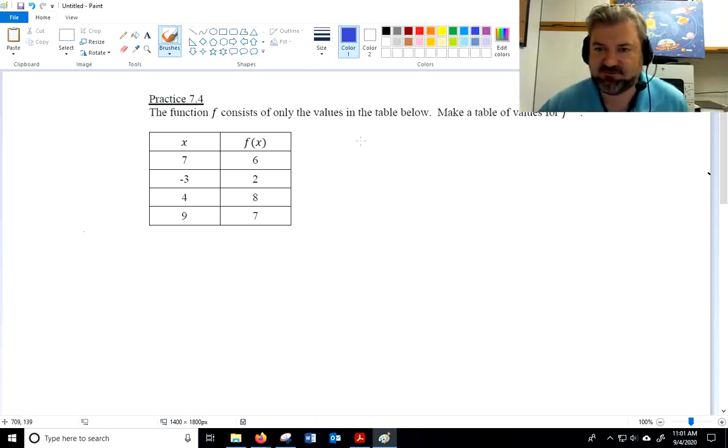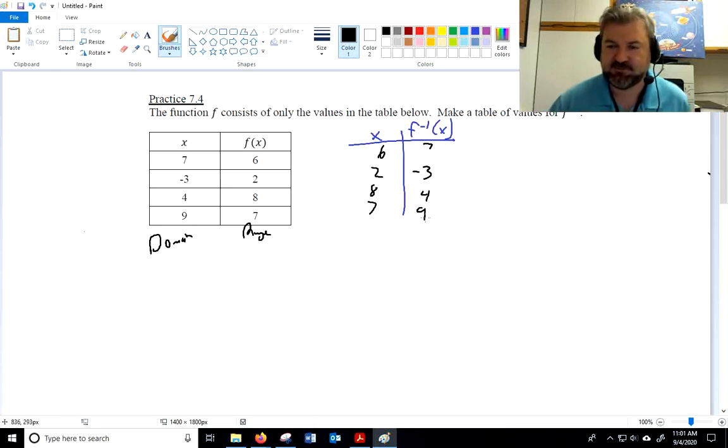So this is f, so let's find f inverse. Remember, the domain of f inverse is the range of f. So this here is my domain of f because it's the x values, right? And this over here is the range. So I'm going to put these values here, and then I'm going to put these values over here. Okay, that's it. Also, you could think of it as we're just flip-flopping the x and y. So (7, 6) became (6, 7), and (-3, 2) became (2, -3).